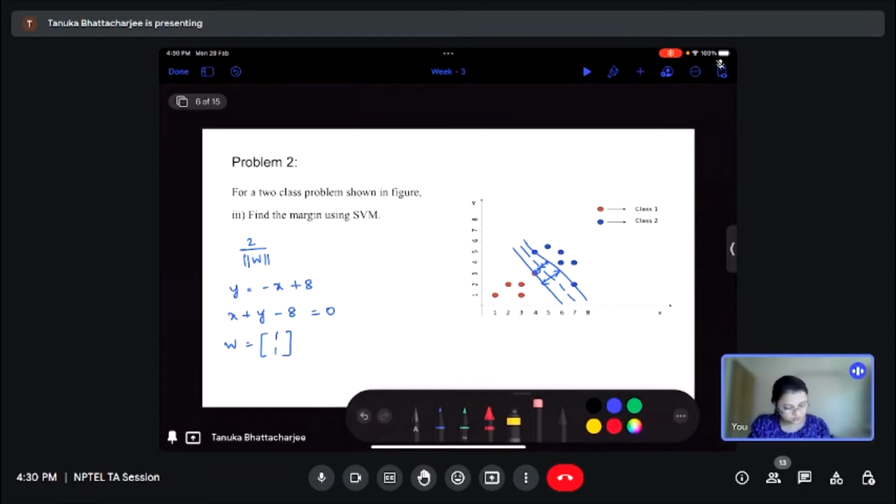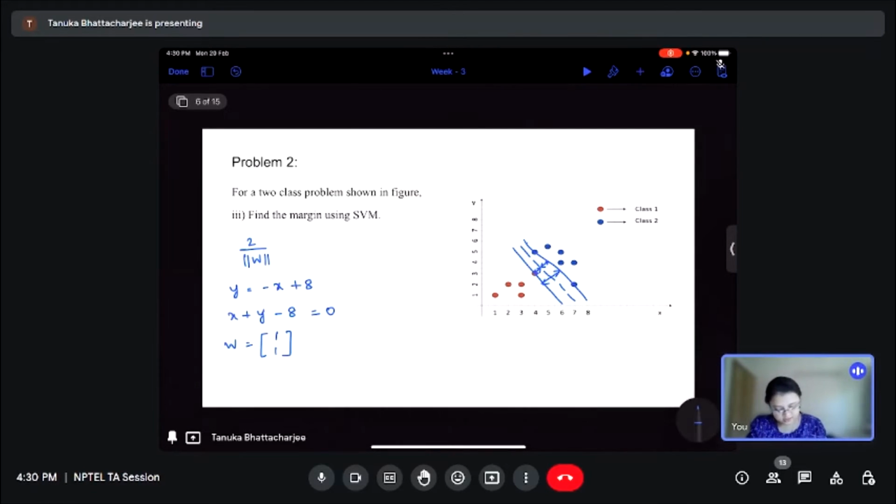Now the unit vector along this W direction, which is W by norm of W, will be, norm of W is the root of 1 square plus 1 square, and you have 1 1. So it will be basically 1 by root 2 times 1 1.